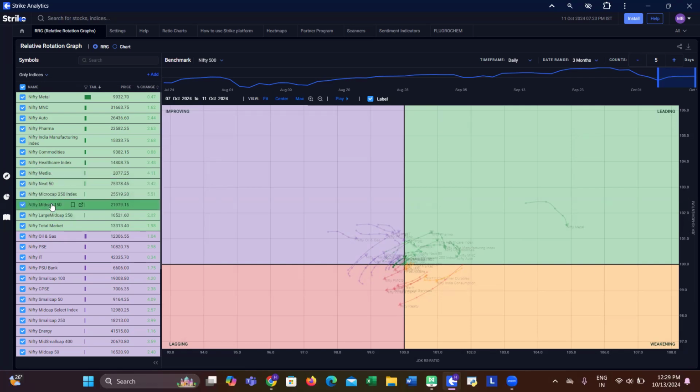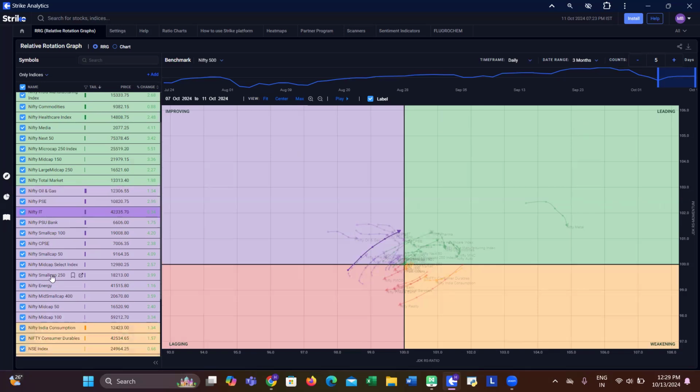Yeah, Nifty Midcap 150, a very small tail length with not a significant RS momentum, but slightly good in terms of RS. Oil and gas, yeah, it is improving at the moment. Not a significant improvement in the RS, but there is a slight increase in the RS. We'll have to wait and watch on the weekly chart to see where it is placed at the moment. Nifty IT, yeah, it is still improving. Very good RS momentum and RS ratio at the moment.